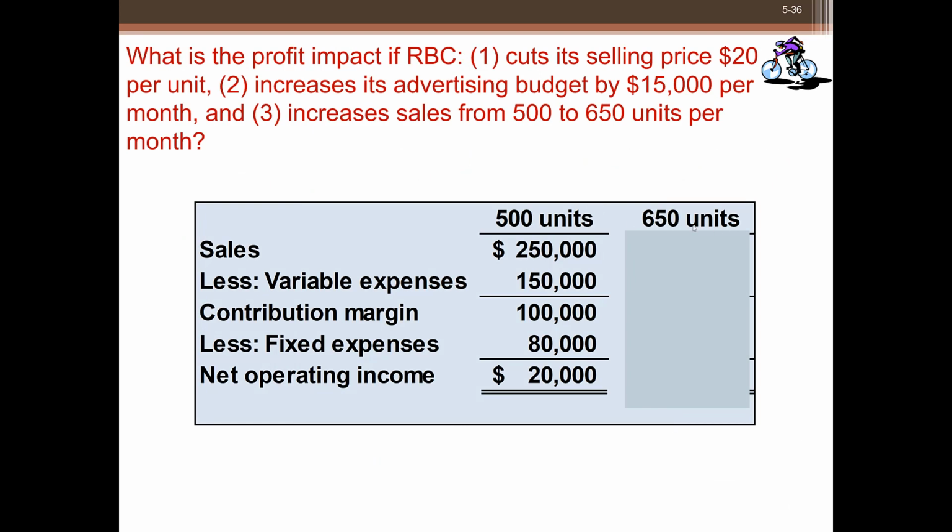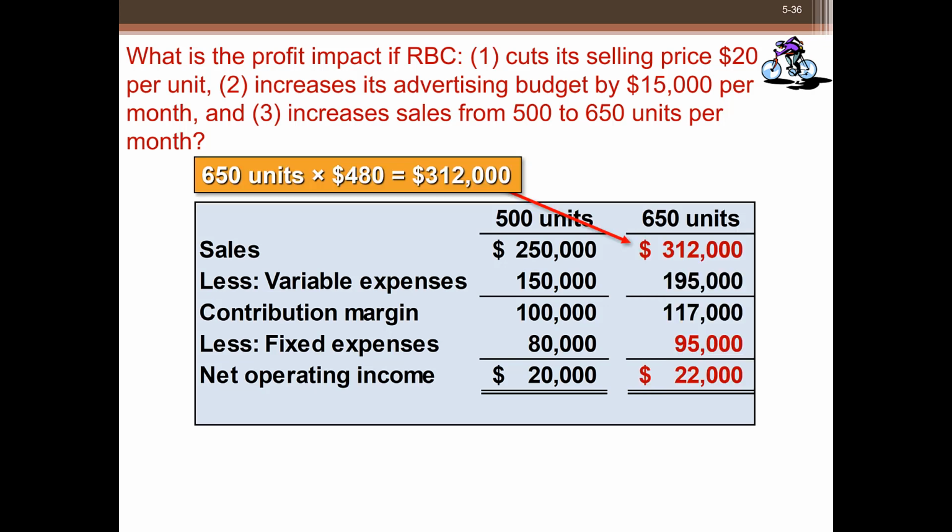Based on increased units sold, 650, we can calculate the total sales. 650 units multiplied by $480. How can we get the $480 here? The original selling price is $500 per unit. And now the company cut its selling price $20 per unit. So the new selling price per unit is $480. So 650 times $480, you'll get $312,000.